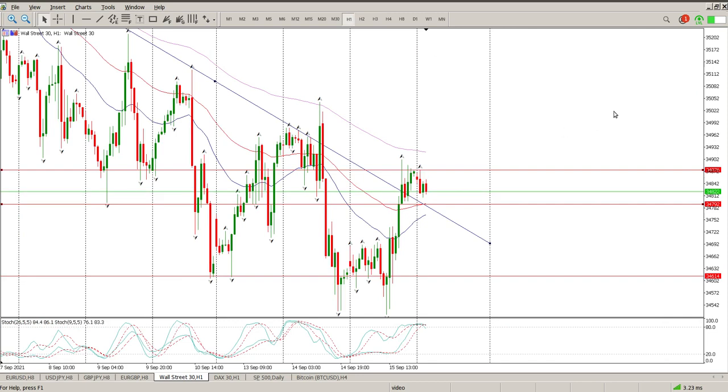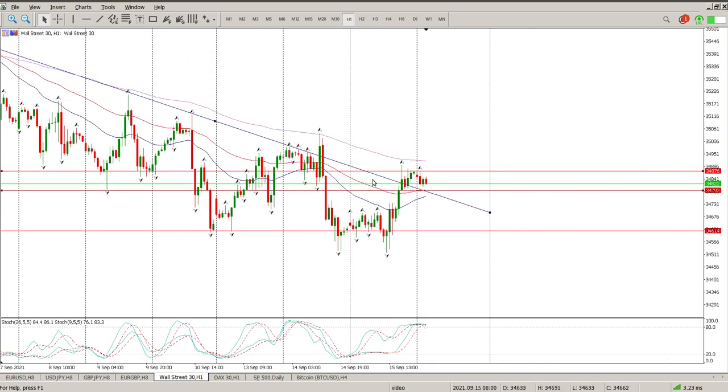Asia's in a bit of a mess this morning, so I wouldn't be too surprised to see Europe follow suit and watch the US sort of drift a bit lower as well. So ultimately we need to get above that area there, and that is 35,043. If we can get above 35,043 and hold it, then we have a continuation to the upside. Right now the trend is still down.